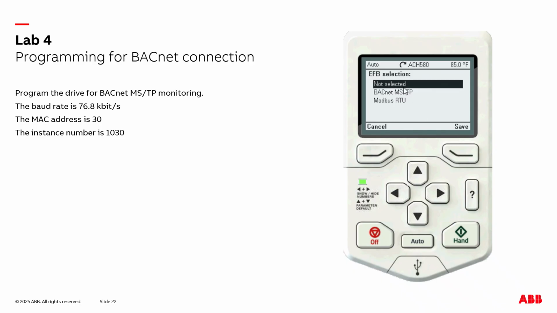So we now have 2 options here. We have BACnet or Modbus. We're being asked to select BACnet. So we'll select save. And we will have to wait here a second while the drive does some initialization. All right. Now, station ID, that's the same as the MAC address. By default, it's 254. I'm going to edit it and make it 30.